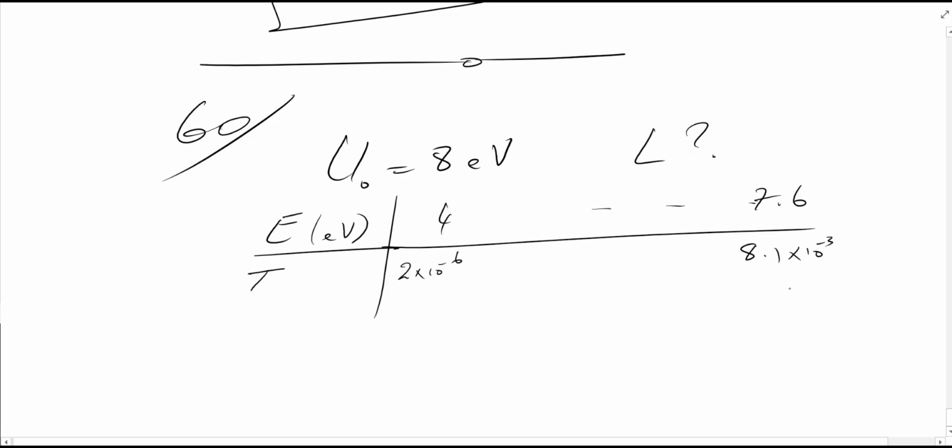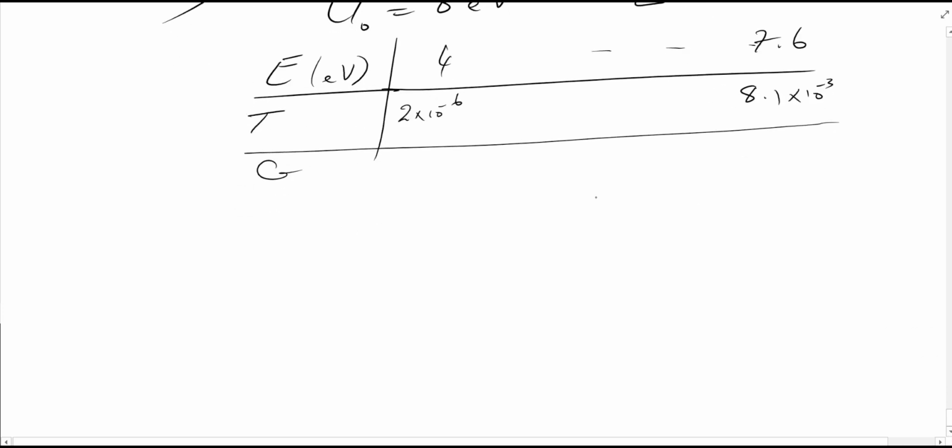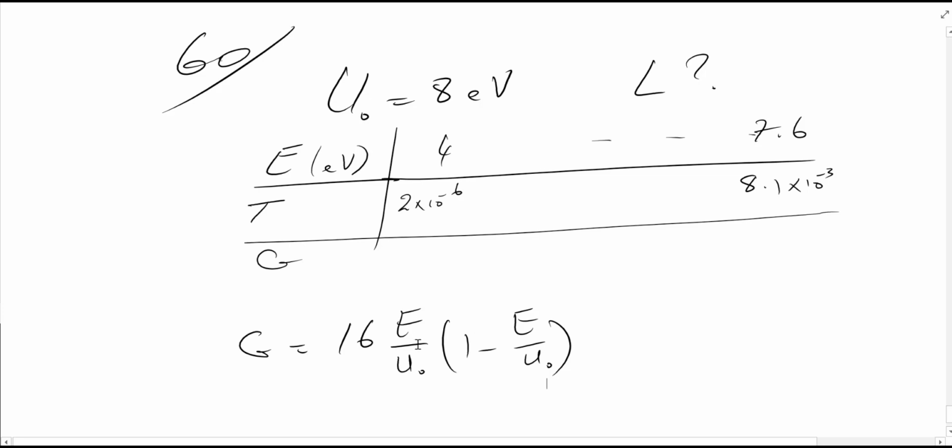For each value of E, calculate the quantity G. So we're supposed to find G. Remember, the formula for G is G equals 16 times E over U naught times 1 minus E over U naught. Since we have different values of E in here, and we have U naught equal to 8, we can use this formula and find it. Okay, that's one thing.